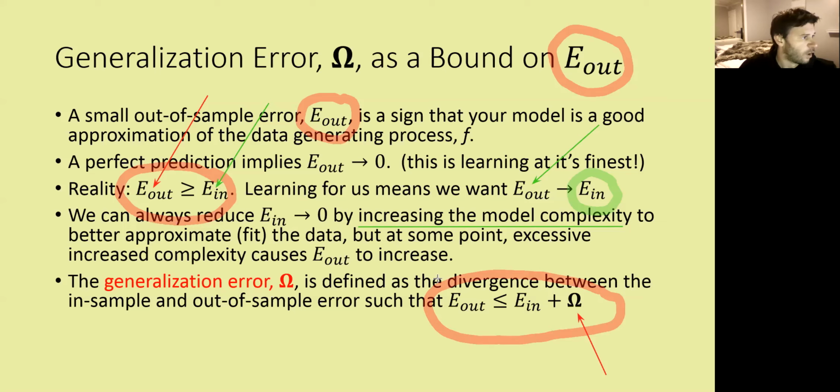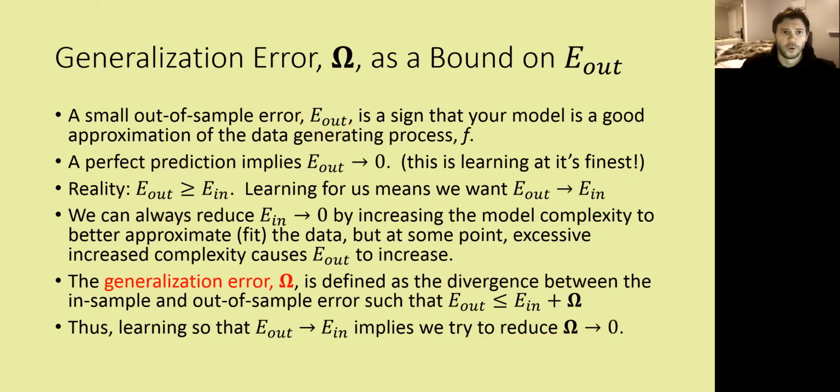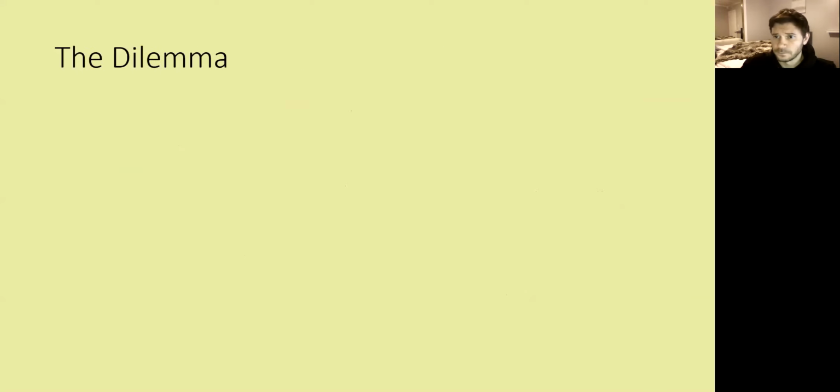If we took this inequality here that I just circled and we were to subtract E-in to the left, we would see the difference between the in-sample and out-of-sample error is described by omega. So in this regard, we want to improve our performance out-of-sample. Learning really implies then that reducing our out-of-sample error means we should try to reduce the size of that generalization error. But as I mentioned before, there is a little bit of a dilemma here.